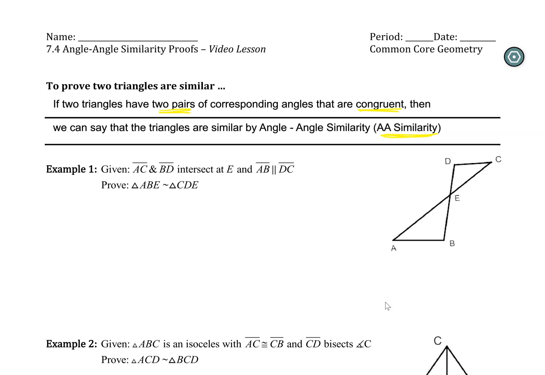All right, let's see. So this first one here states that we've got AC and BD intersecting at E, and that AB and DC are parallel. Prove that they are similar. So once again, if you haven't paid attention before, that symbol means similar. So again, we're trying to prove that these triangles are similar to each other. So let's do a statement, reason proof.